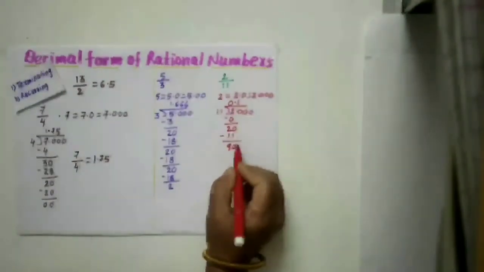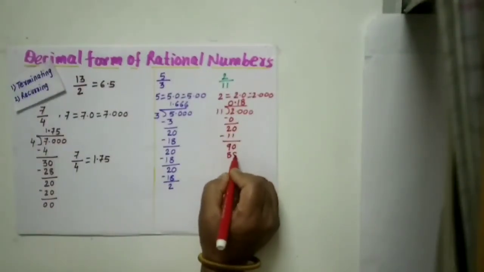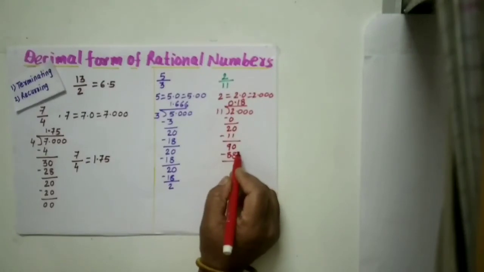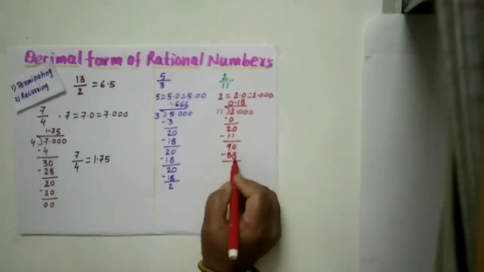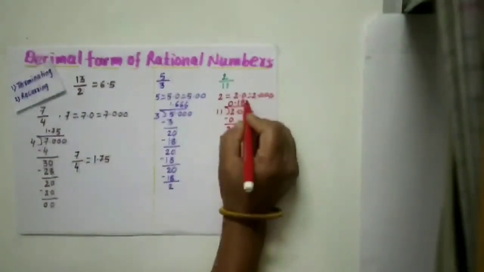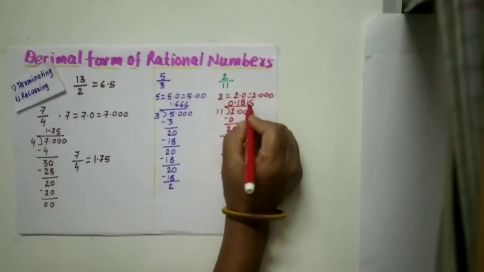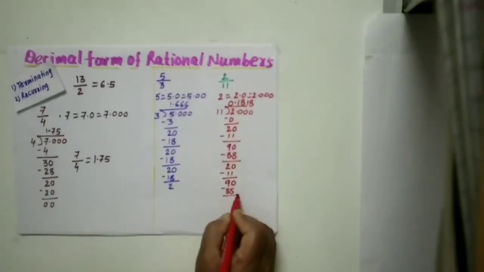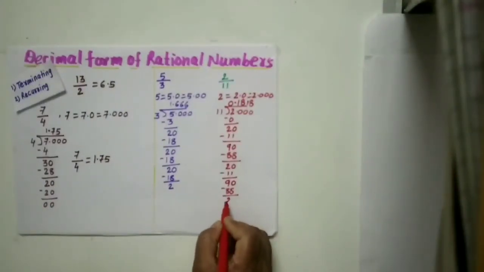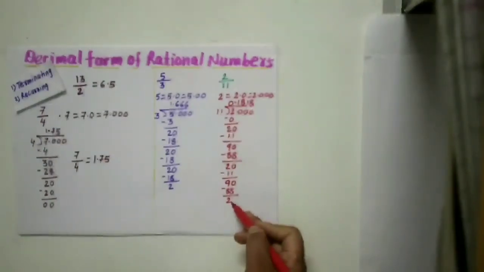Now take the next 0. Then 11 eights are 88. Now 90 minus 88, how much? 2. One more 0 we take. Again 11 ones are 11. Again 20 minus 11, 9. Take one more 0. 11 eights are 88. Again 2 remaining. Now here also you can see that we are not getting the remainder 0. Here also the division does not come to an end.